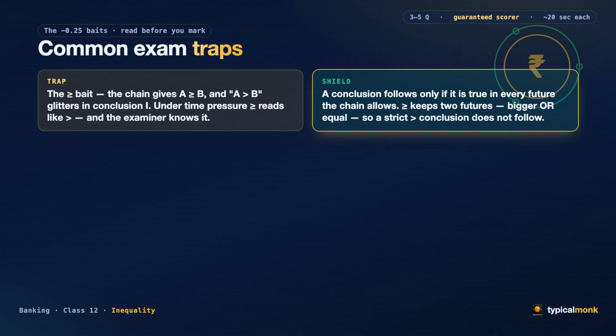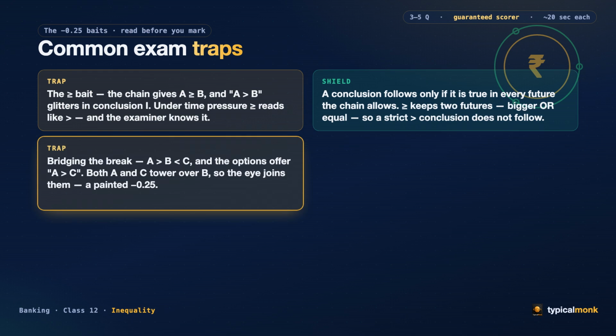Shield. A conclusion follows only if it is true in every future the chain allows. Greater than or equal to keeps two futures open. Bigger or equal. So a strict greater than conclusion does not follow. If even one allowed case breaks it, then no.